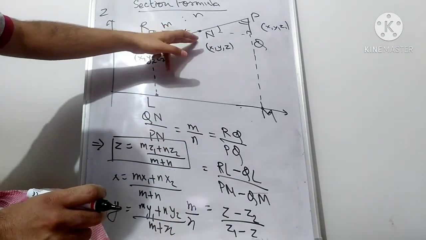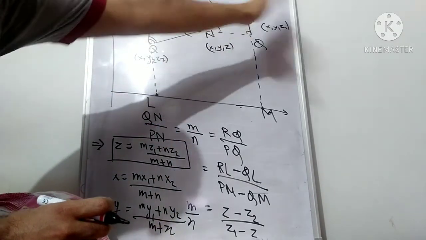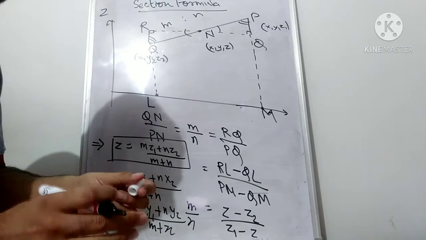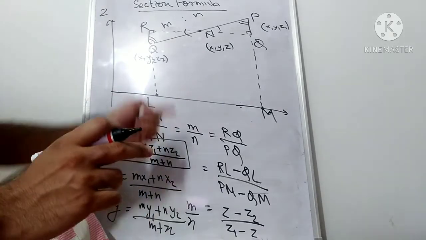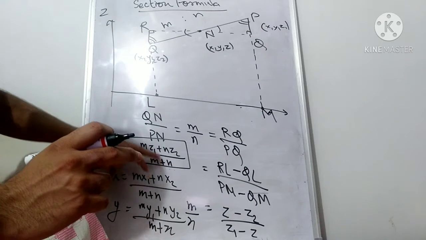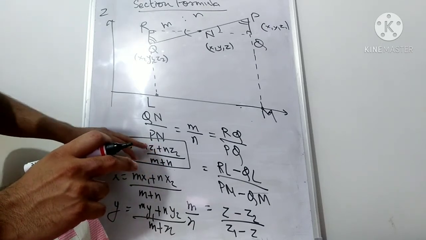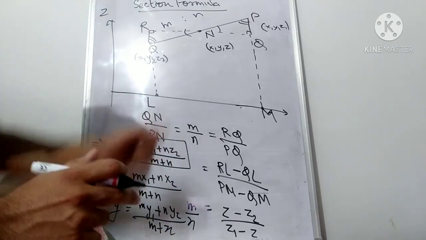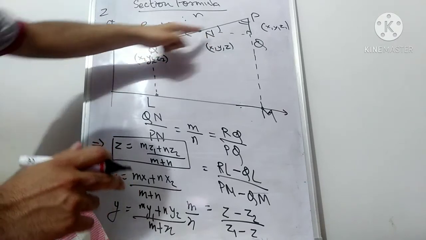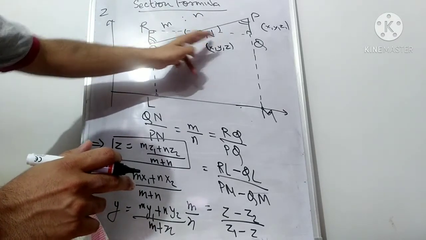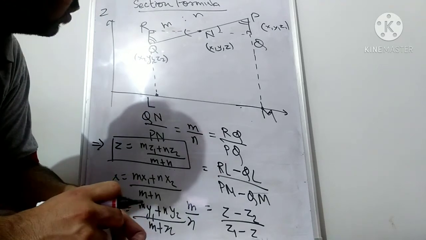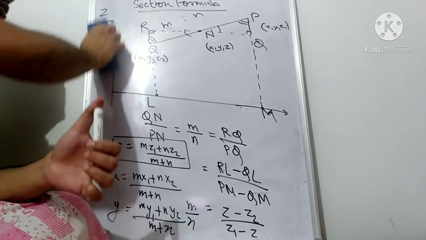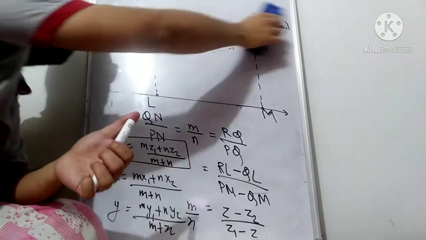If the point does not lie in between, which means it is lying outside of P or outside of Q, then that division is called external division. In that case, in place of plus you will have minus signs. So you will have m z1 minus n z2 upon m minus n, and similarly for the x and y coordinates. And when the point is dividing internally, which means the point of division lies between the two points, then that ratio is called internal division. So this was all about the section formula.